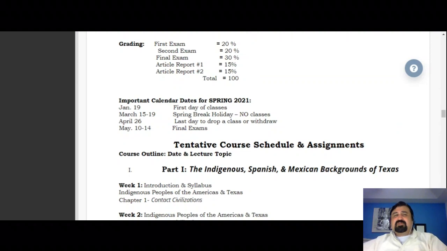So this is the grade distribution. First exam 20%, second exam 20%, final exam 30%, article report number 1 15%, article report number 2 15%, for a total of 100 points, with the opportunity of earning additional points with the extra credit assignments. You can have an additional 30 points. If you do 3 extra credits, you can add up to 30 points to the exams. You can add a whole letter grade to the first, second, and final exams. You can raise it up.